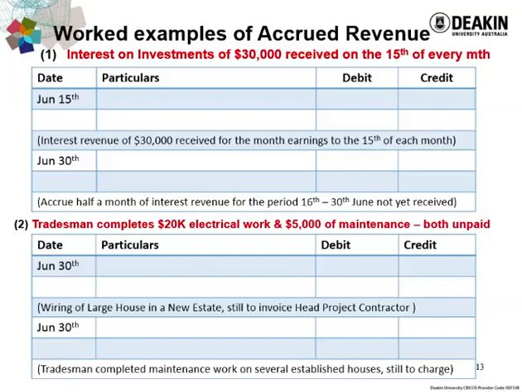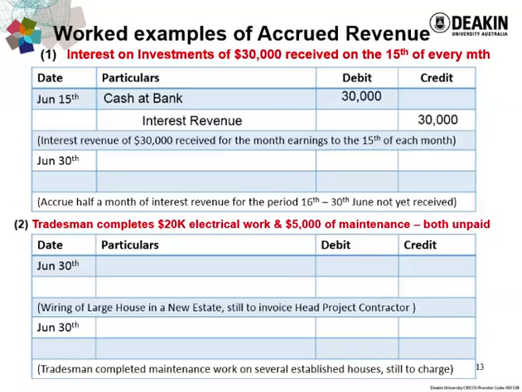Let's look at a few examples. First, interest on investment of $30,000 received on 15th every month. So on June 15, we would debit cash at bank $30,000 and credit interest revenue $30K. Note that this 15 June entry is not an adjusting entry. It is only a normal entry. We already mentioned we only do adjusting entry at balance day or reporting date. An adjusting entry does not involve cash. So the first entry here is not an adjusting entry.